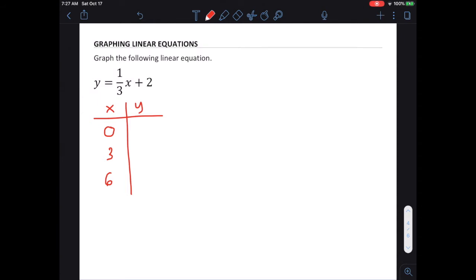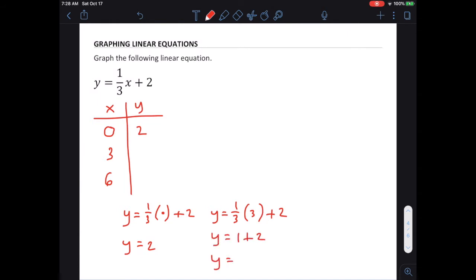Okay, so when I plug those in, I have y equals 1/3 times 0 plus 2. Well, the 1/3 times 0 just goes away, so y is equal to 2. And then for the second one, I have y is equal to 1/3 times 3 plus 2. And 1/3 times 3, if we think about it, is the same as asking, what's 1/3 of 3? Well, that's 1. So we have y equals 1 plus 2, or y equals 3. So I can plug that into my table. And then the last one.